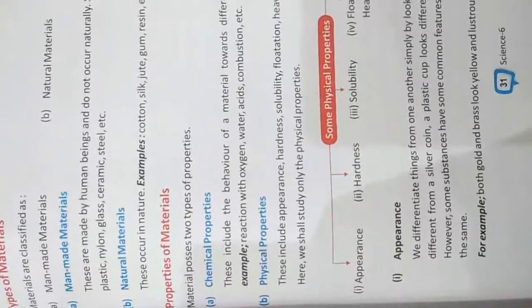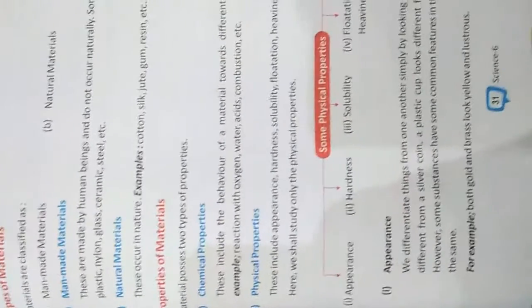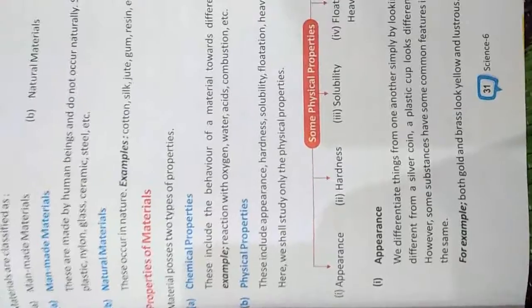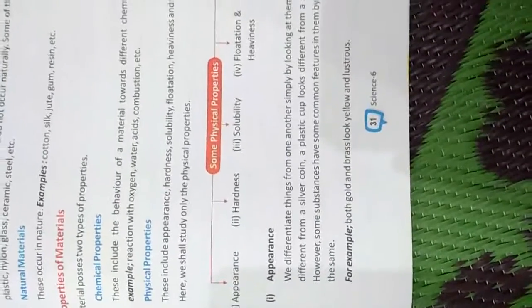So first of all, as you noted, the water has no color, that is, it is a colorless substance. So physical properties are given here like appearance, hardness, solubility, flotation and transparency. So we'll discuss each of these physical properties. Our first physical property is appearance.